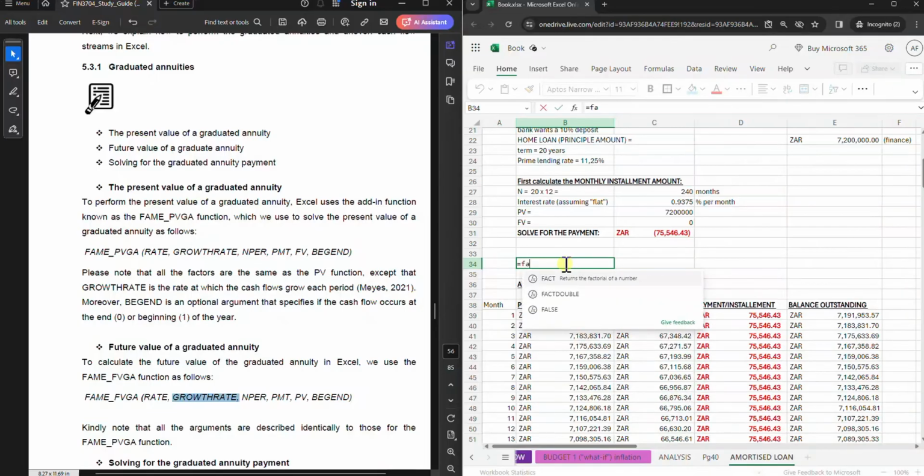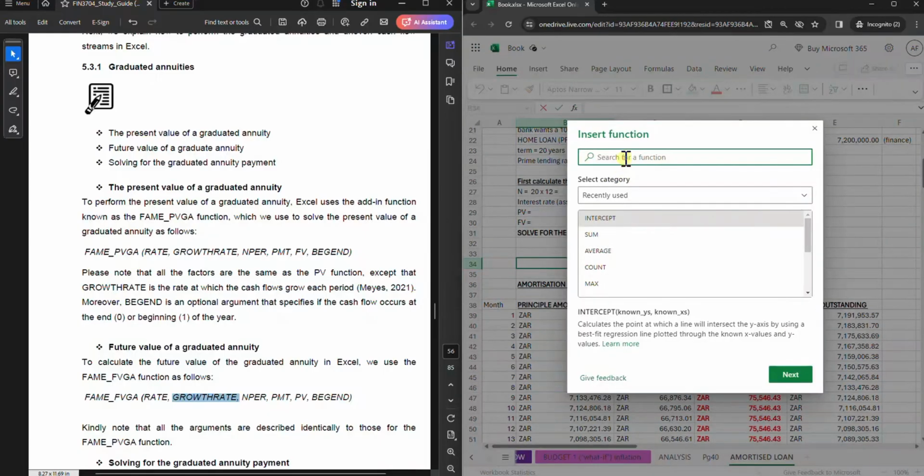Maybe let me just show you the formula. Future value with the growth rates. Did it come up? Oh, no. Okay, we need to go into the actual formula. Future value. Forecast? No. Okay.